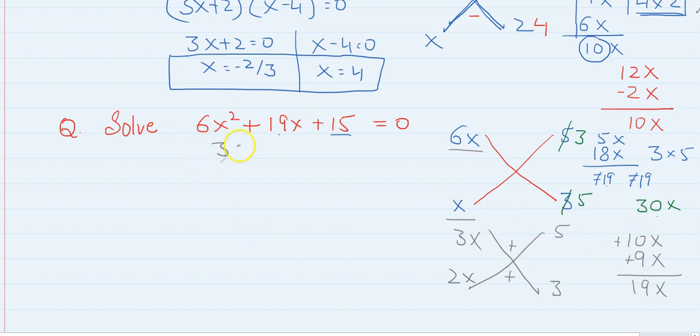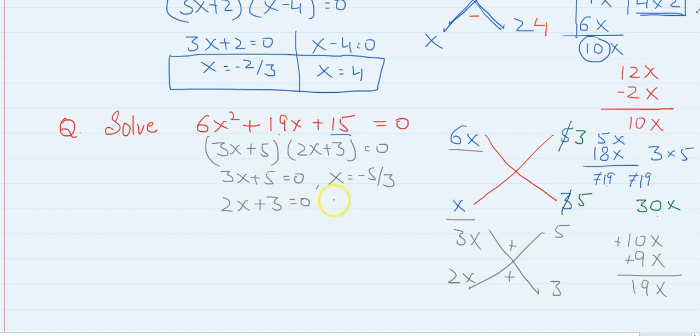So our solution is 3x plus 5 and 2x plus 3. So if 3x plus 5 is equal to 0, x will be minus 5 over 3, and if 2x plus 3 is equal to 0, x will be minus 3 over 2. This is a very short method, less time consuming, but you need a lot of practice to see what you are going to write here and what you are going to write there. There are some combinations, but with practice you will find that it's a very easy method to solve quadratic equations by factorization.